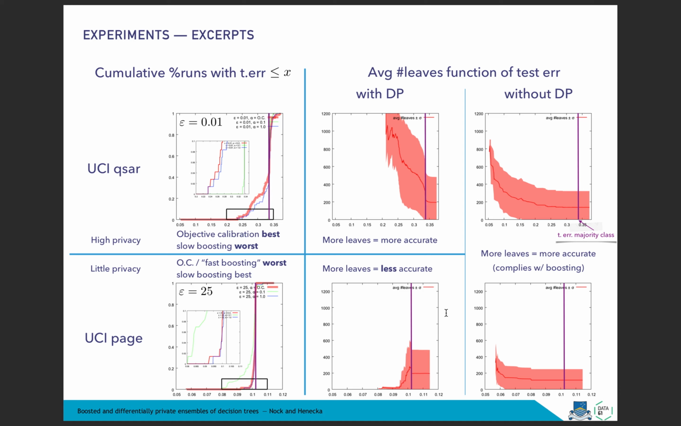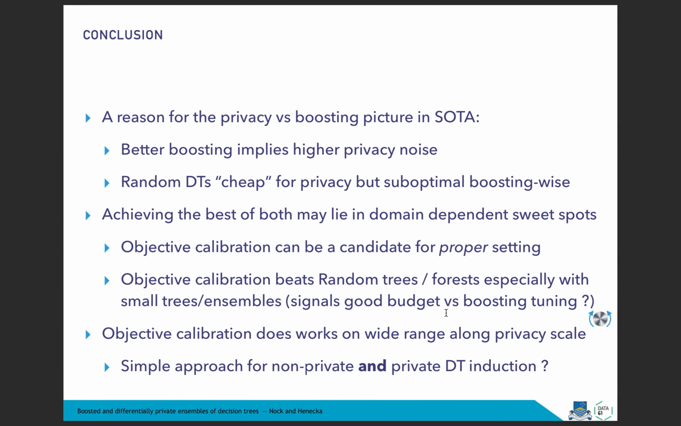So that's interesting. If we conclude and summarize our findings, then we have somehow found a way to explain this sort of privacy versus boosting picture in the state of the art. So better boosting implies higher privacy noise. Random decision trees somehow are cheap for privacy, but they are suboptimal, boosting wise. Achieving the best of both somehow may lie in domain dependent, that's very important, sweet spots. Objective calibration can be a good candidate in the proper setting, and somehow it beats random trees and random decision forests, especially with small trees and ensembles.